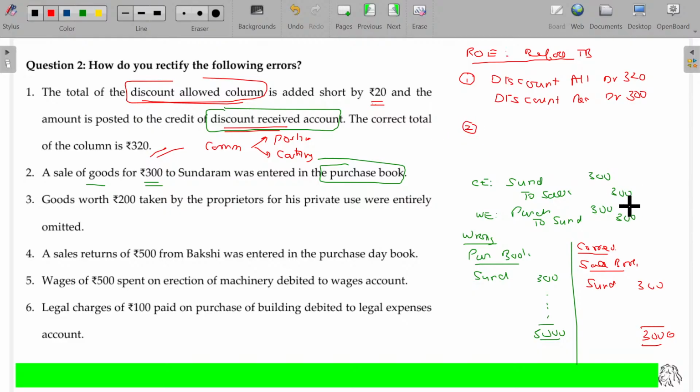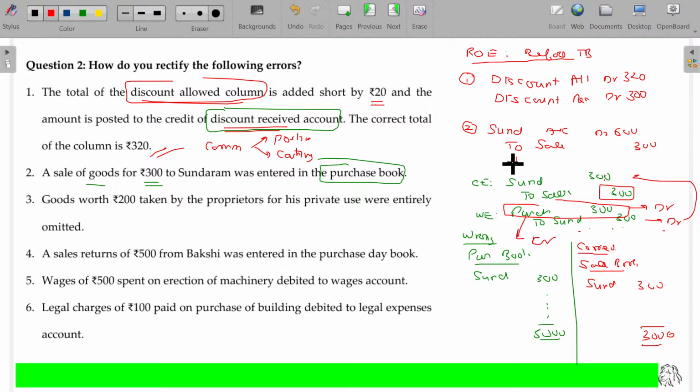Now, rectification entry. Rectification entry, correct entry should be passed and wrong entry should be reversed. Purchases should be debited. Sundaram should be debited. Already Sundaram we have debit 300. Because of cancelling the debit, credit side of the Sundaram, we have to give a debit. So 300 plus 300, 600 Sundaram should be. Sundaram account debit to this value being 600. To what? Sales should be credit, wrong entry, so correct entry. Wrong entry purchases in the debit side, to cancel this it should be credited to purchases. This value being 300. Clear?